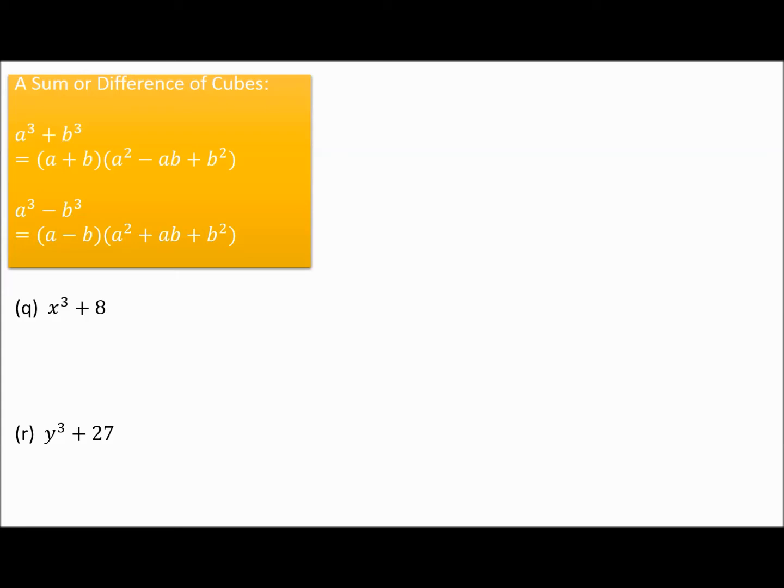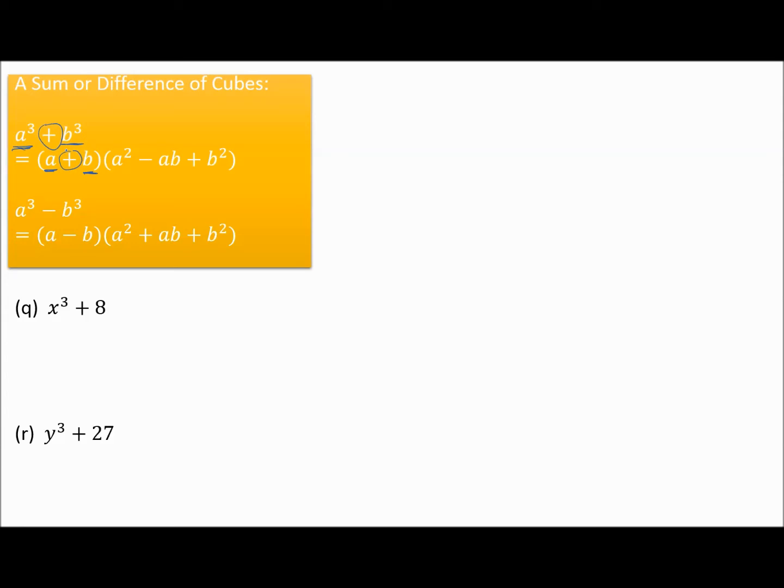Alright, so let's talk about our final type of problem, which is a sum or difference of cubes. So a sum of cubes is a perfect cube plus a perfect cube. Sum meaning plus, okay. What you do is you take the cube root of the first term, and it goes there. The cube root of the second term, and it goes there. If your problem starts with a plus, then a plus goes in between.